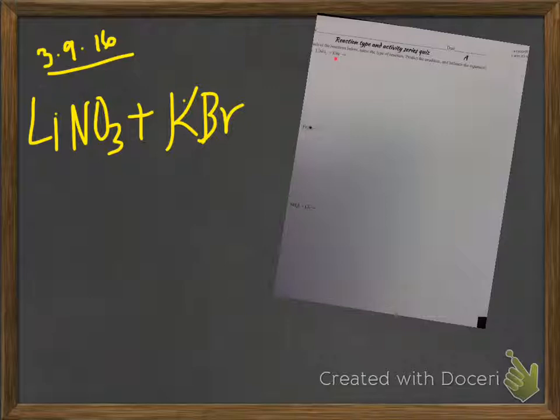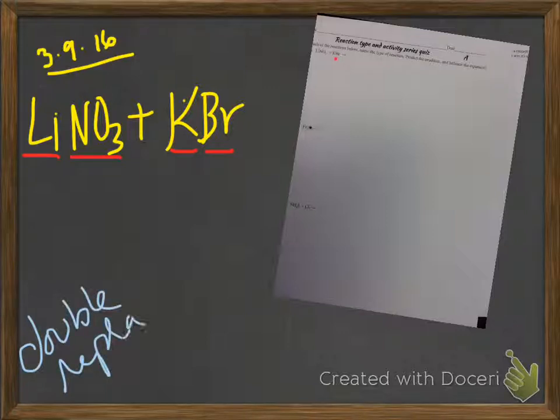What are the possible equation types that this could be? It's double replacement. You have two ionic compounds. Anytime you're looking at two ionic compounds put together and a reaction occurring, you've got double replacement, or double displacement, whichever you care to call it. We've identified the type of reaction this is.